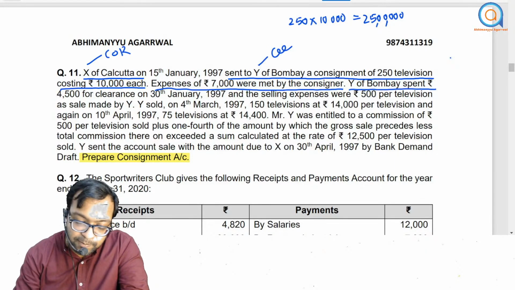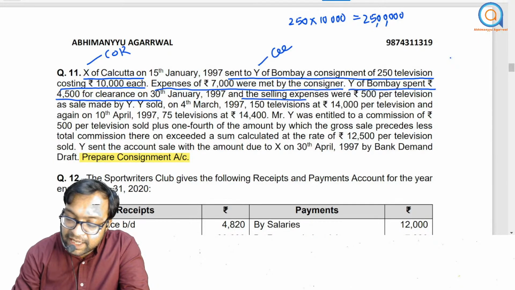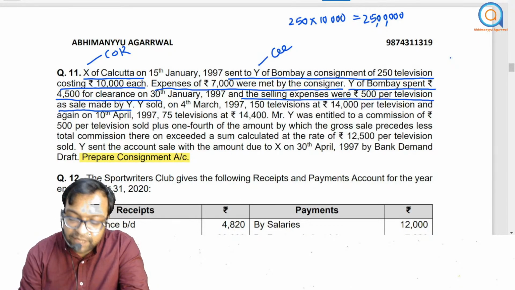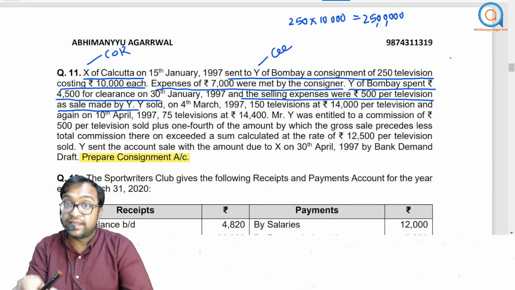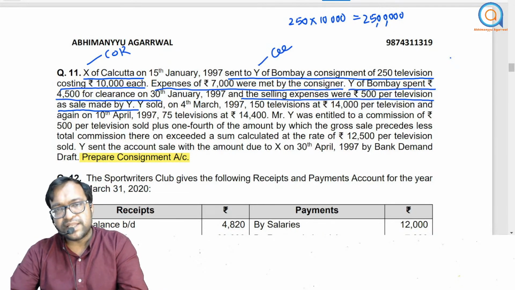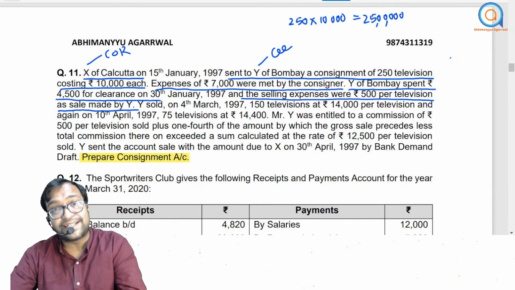Y of Bombay spent 4,500 for clearance, and selling expenses were 500 per television sold by Y. So this is the consignee's expense. One is clearance, which is non-recurring in nature and will come in stock valuation. And one is selling expense, 500 per television sold. So I need to know the number of televisions sold to tell you the exact selling expense.